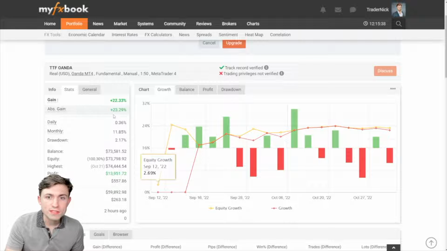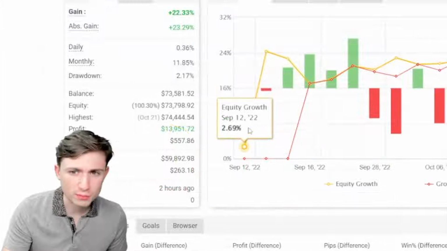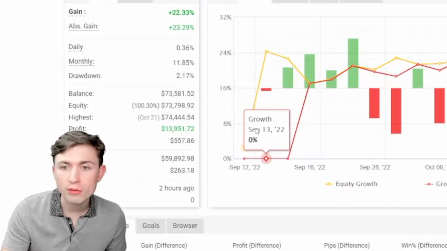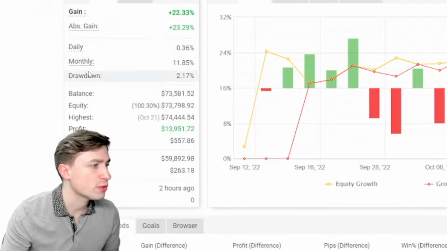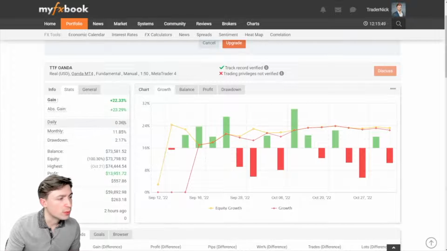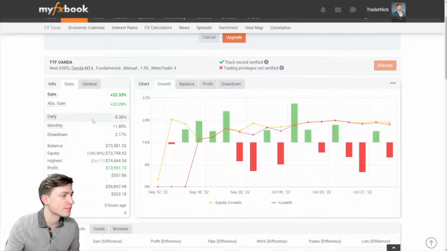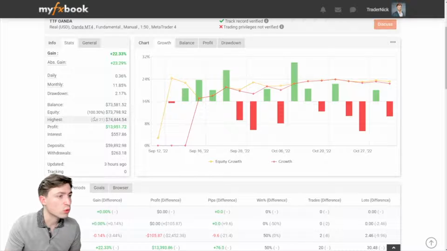What we can see here, for example, is that this particular account has only been open since September of this year. So it's a relatively new account, and it's showing me how much on average the account is doing daily, monthly, and the max drawdown that it's experienced. And this account has been doing quite well overall.